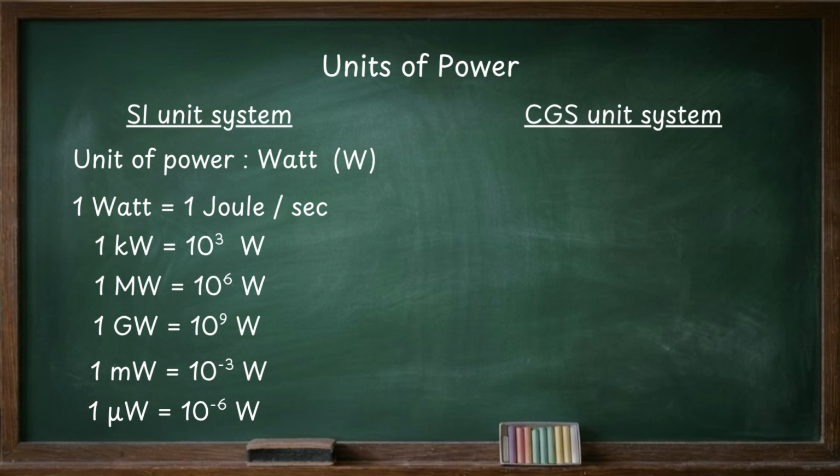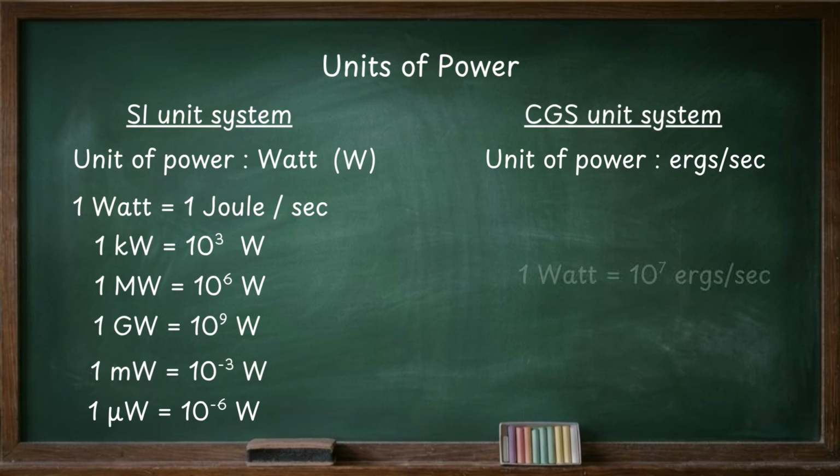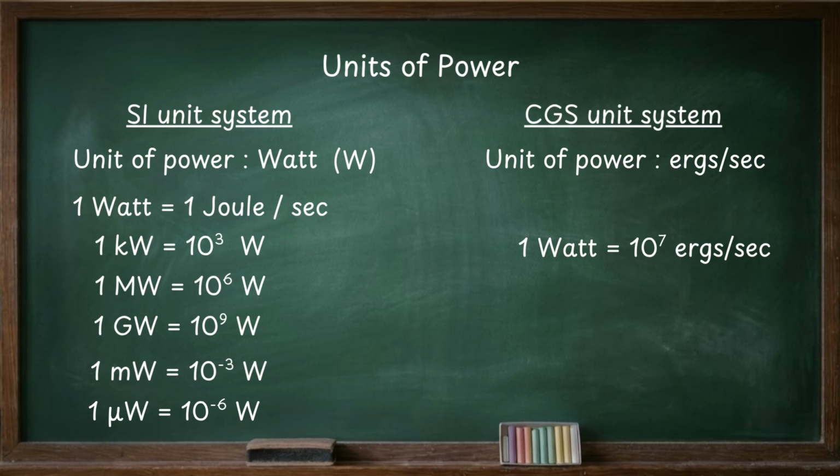In the CGS system, the unit of power is ergs per second. 1 watt equals 10 to the power 7 ergs per second. In mechanical engineering, the largely used unit of power is horsepower. 1 horsepower equals 746 watts.